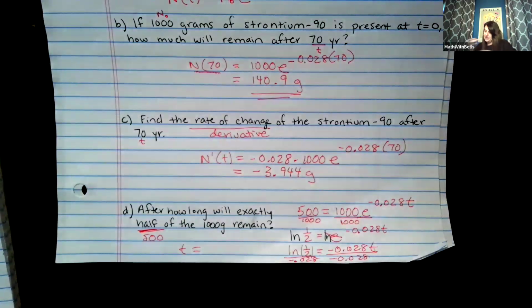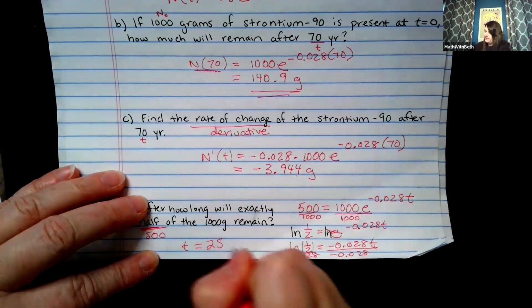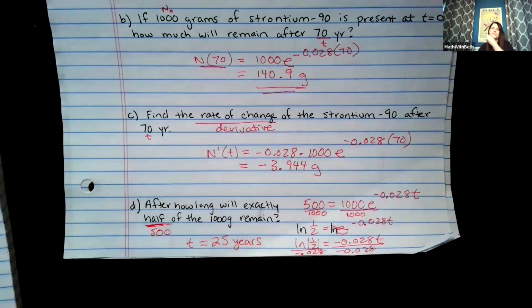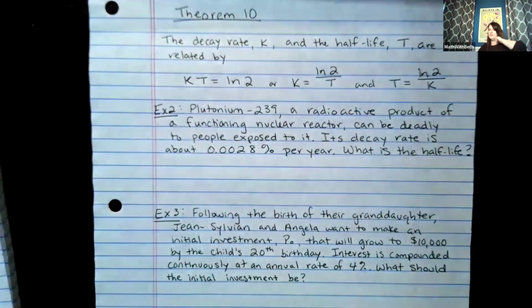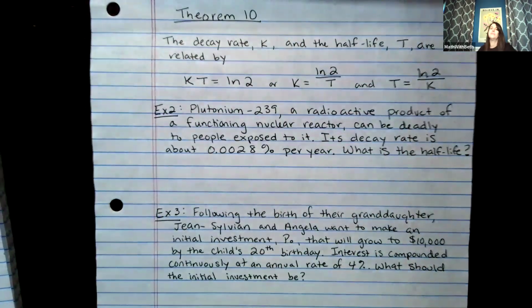So the answer is about 25 years if you rounded to the nearest year, because that's what we were trying to find, the time. How long would it take for there to be 500 grams left? Okay, so what we just basically did was we found the half-life, because we found the time it would take for there to be half as much left.